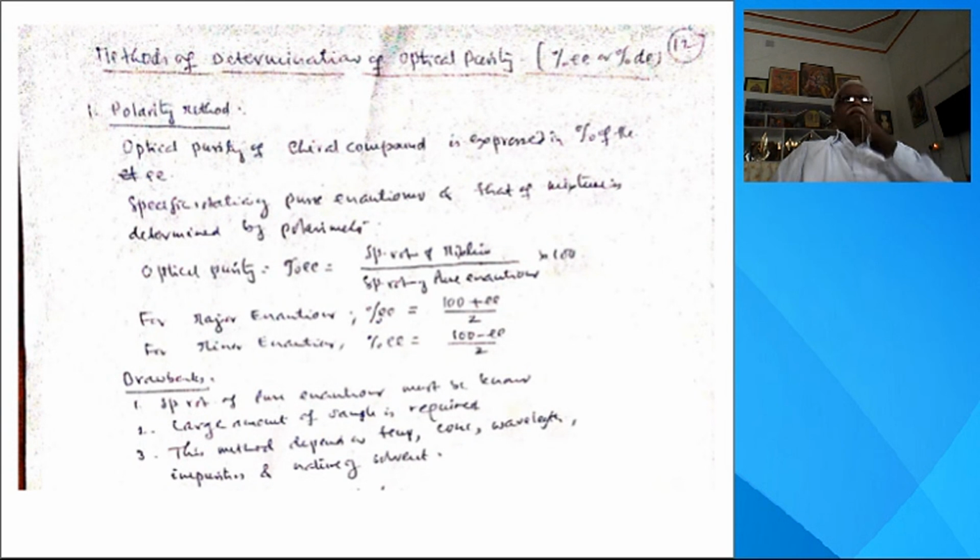But here in our case, what happens? In some reactions we get not the racemic mixture, we get a mixture that contains one enantiomer in excess quantity, the other in less quantity.